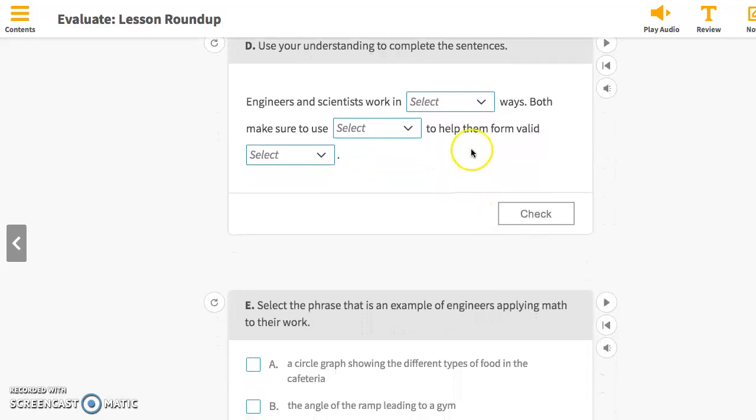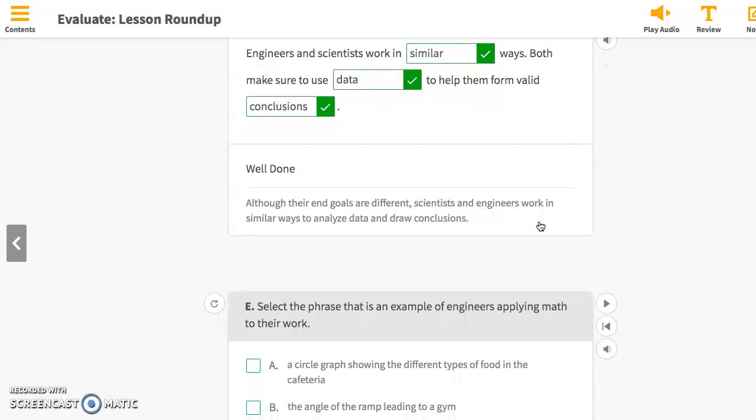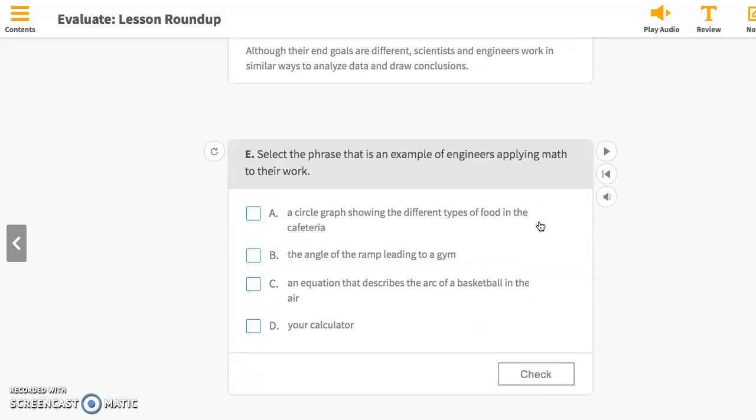Okay, engineers and scientists work in similar ways. Both make sure to use never opinions, only data. It's not about valid communication, it's more about they want a valid idea to come through in the end, so it's a valid conclusion. Well done. Although their end goals are different, scientists and engineers work in similar ways to analyze data and draw conclusions.